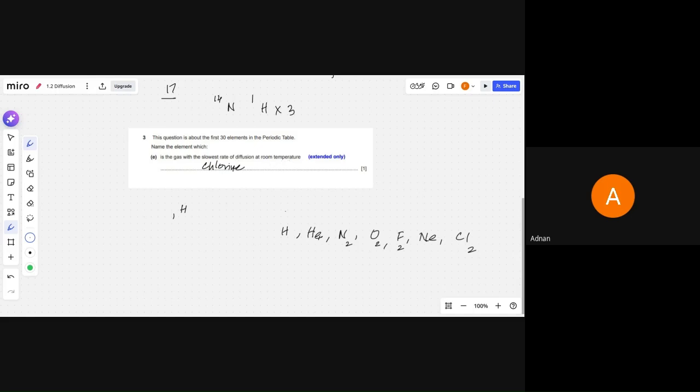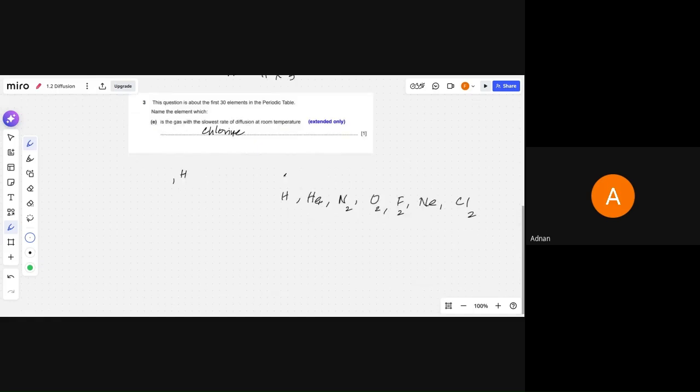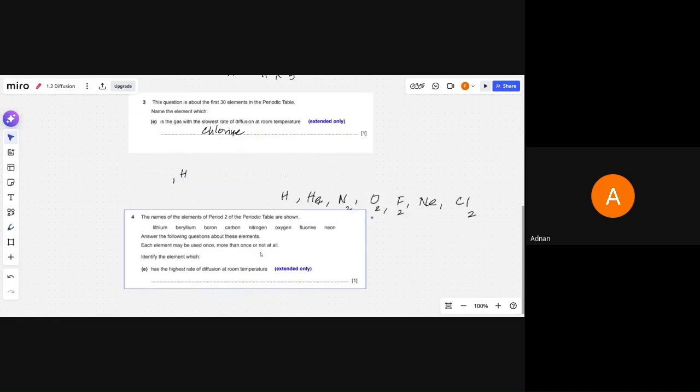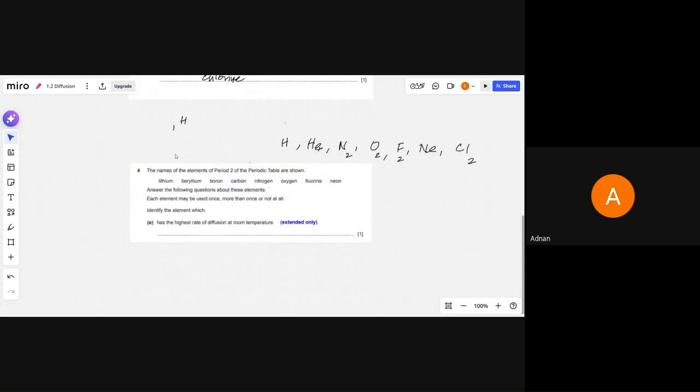Okay, so now we can take a look at another question. Let me paste this question on the whiteboard. Okay, so the names of the elements of period 2 of the periodic table are shown. Lithium, beryllium, boron, carbon, nitrogen, oxygen, fluorine, neon. Answer the following questions about these elements. Each element may be used once, more than once, or not at all. Identify the element which has the highest rate of diffusion at room temperature.